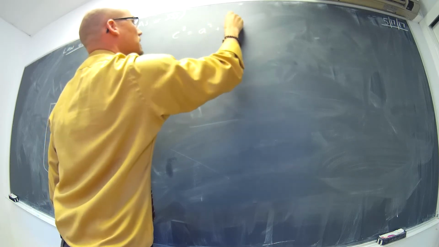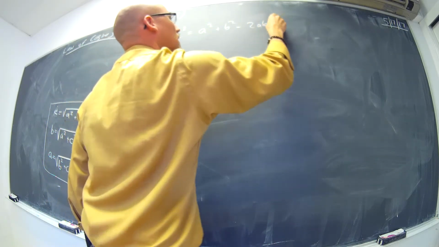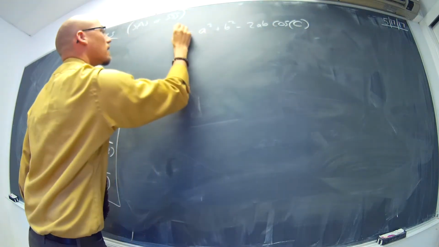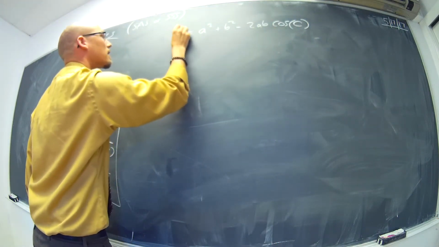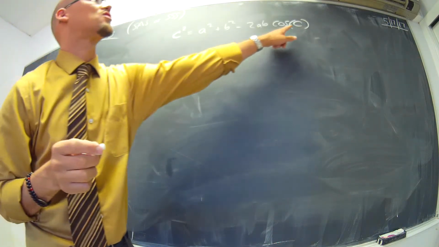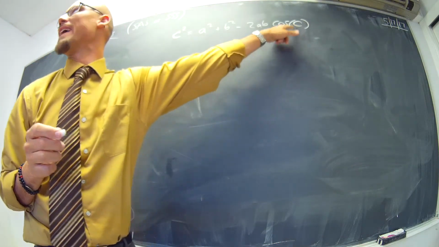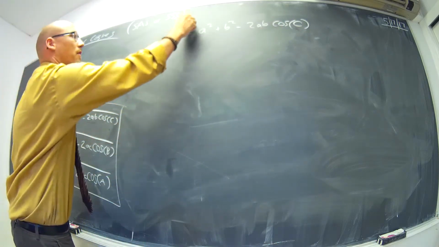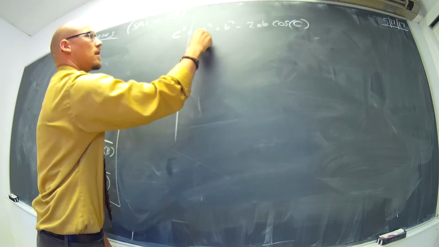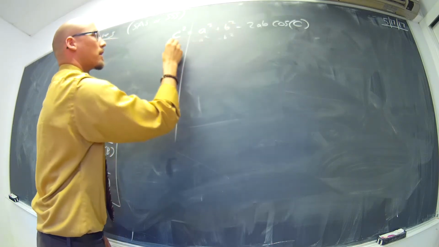So if I had, let's do c squared equals a squared plus b squared minus 2ab cosine of big C. Let's rearrange this to solve for big C. Let's solve for the angle. So if I'm going to solve for the angle, I should subtract these two off, right? Minus a squared and minus b squared.